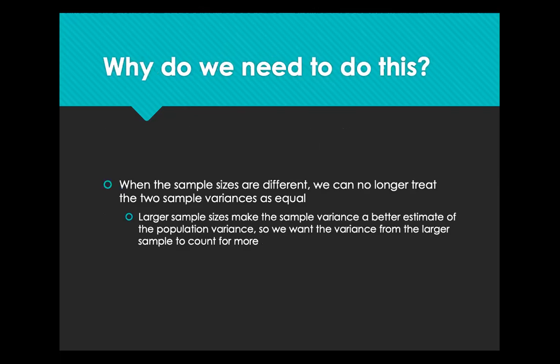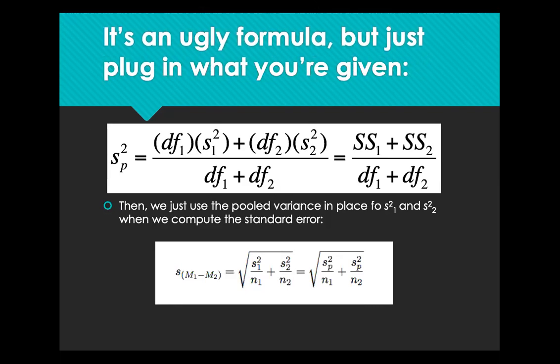Okay, why do we need to do this? Again, when the sample sizes are different, we can't treat the two sample variances as equal. When we're calculating the total variance or the average variance, if the sample sizes are different, we have to account for that. So, like I said, the formula looks a little scary, but just one at a time, plug in the values that we have and do your calculation. So when you break it down, it's not too scary.